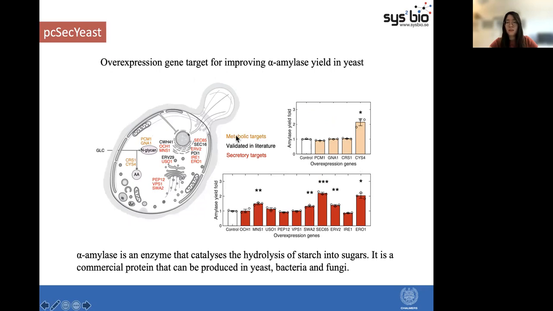Alpha amylase is a commercial enzyme, so it's sometimes commercially produced in yeast, bacteria, and fungi. Here we show that by manipulating those genes, alpha amylase production can actually be improved.